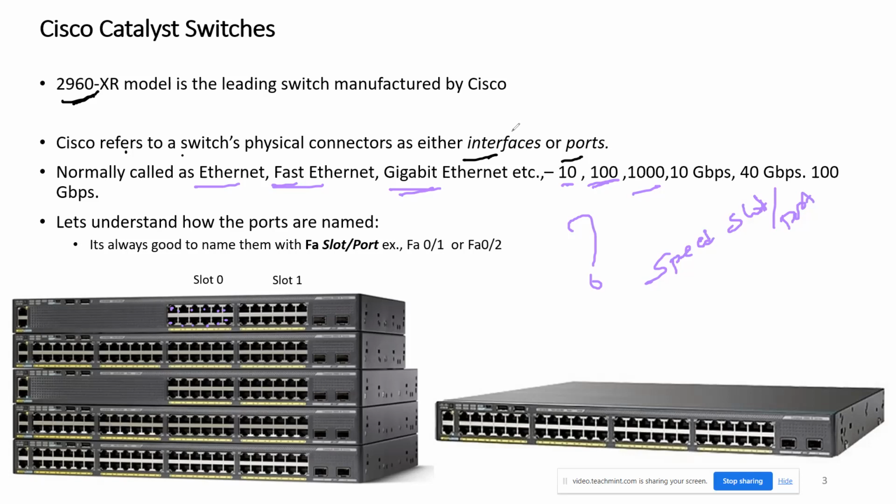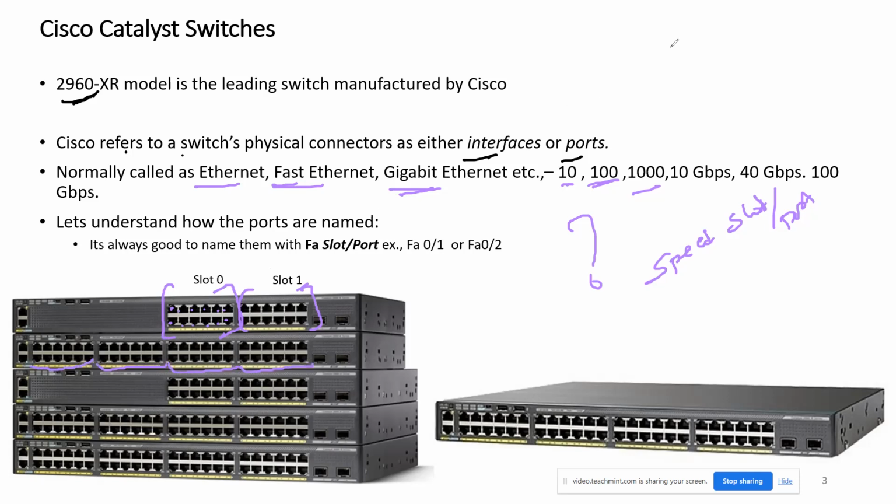Now, this is called your slots. See here carefully. This is your slot. This is one slot, this is the second slot. We have two slots here. We always name slots starting from slot 0 and slot 1, mostly. So here we have slot 0, slot 1, slot 2 and slot 3.